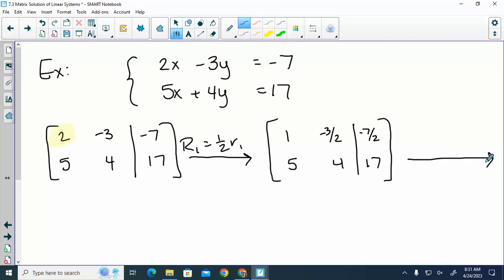What do I need next? A 0 right here. The easiest way to get a 0. So which row am I changing? You always get the zeros after you get a 1, right? So let's look. Row 1 has a 1 here. So the easiest way to get a 0 would just be to take my first row times negative 5 and add them together.